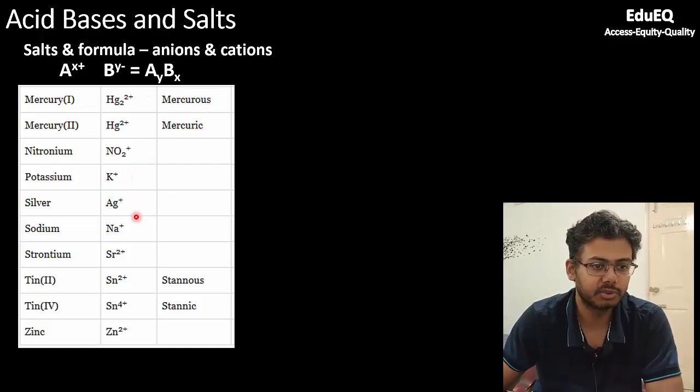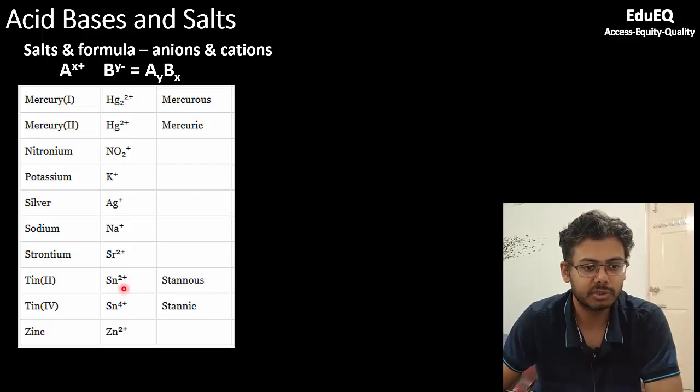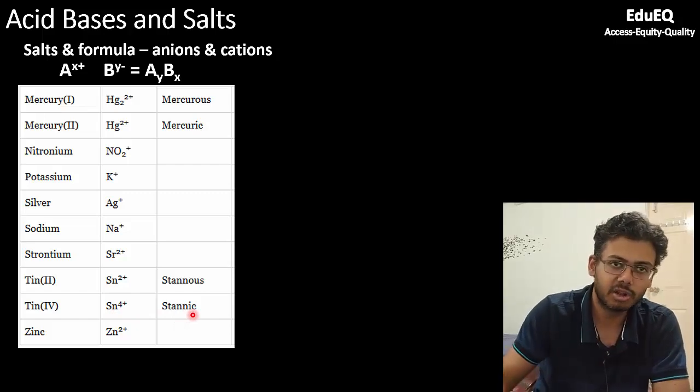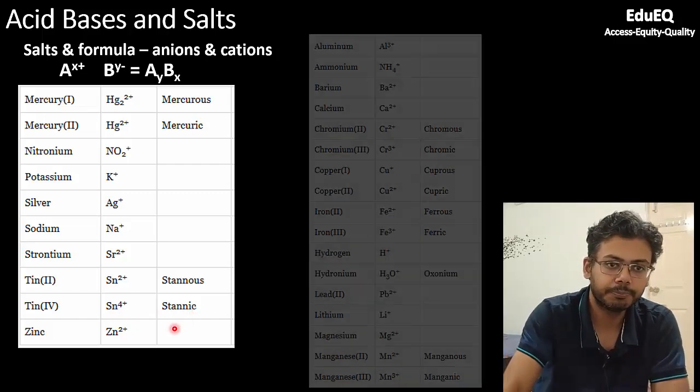Similarly potassium, silver, sodium you are aware. Strontium is Sr2+. Tin is Sn2+, and it also exists as +4. So here also the lower oxidation state +2 is called -ous, stannous, and the higher oxidation state will be represented by -ic, which is stannic. And then zinc also you are aware, it's Zn2+.